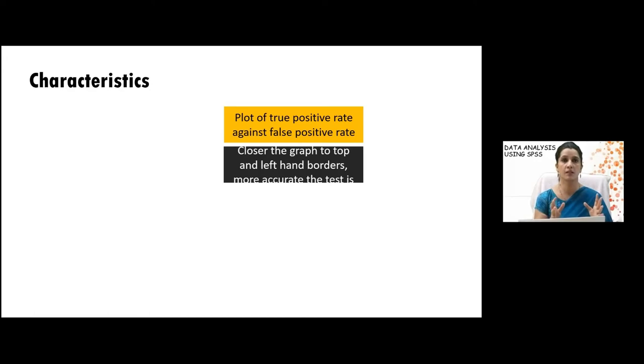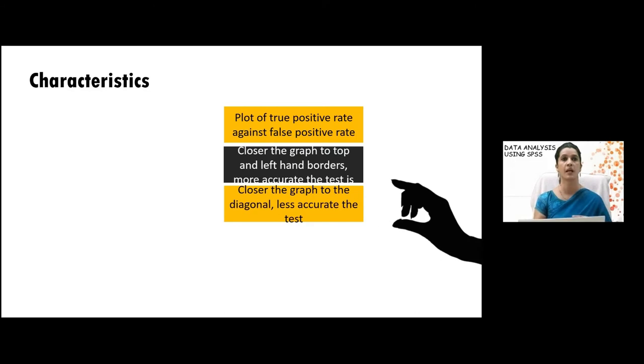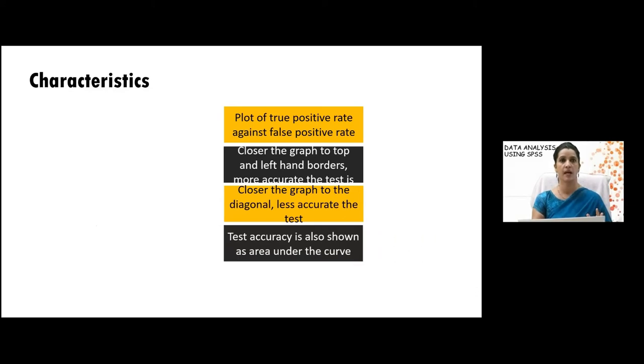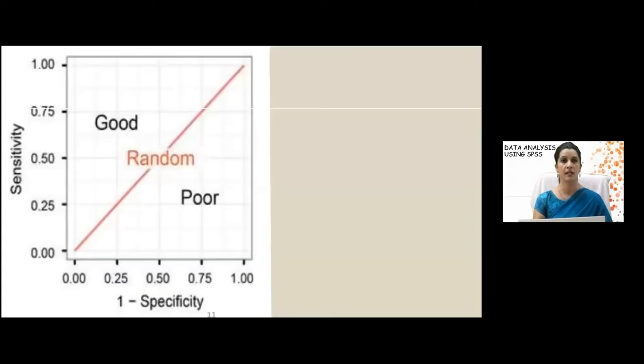In the ROC curve, we get a graph. The closer the graph is to the top and the left-hand border, the more accurate is the test. And the closer the graph is to the diagonal, the less accurate the test. The test accuracy is shown by the area under the curve, which we call the AUC.